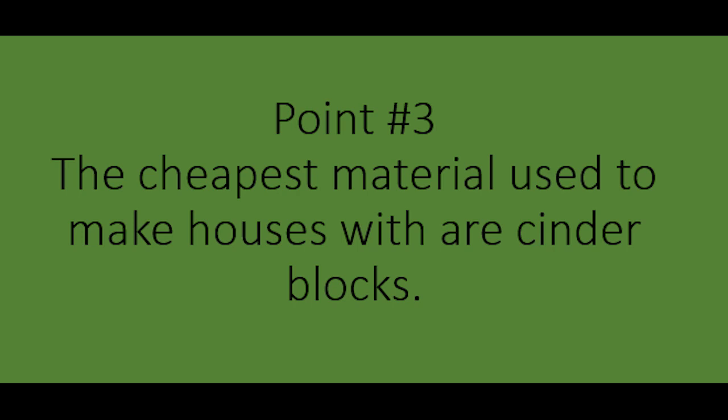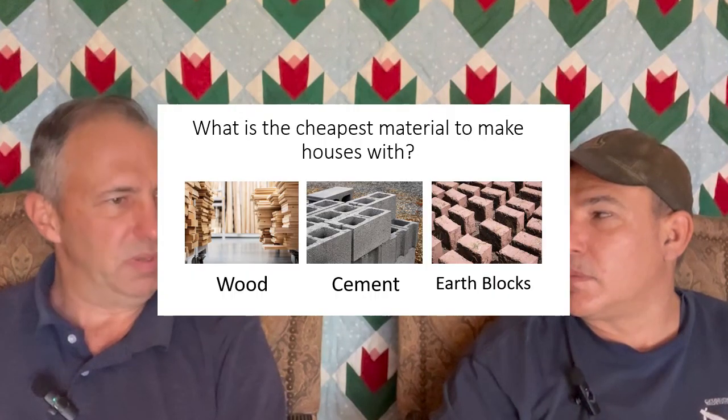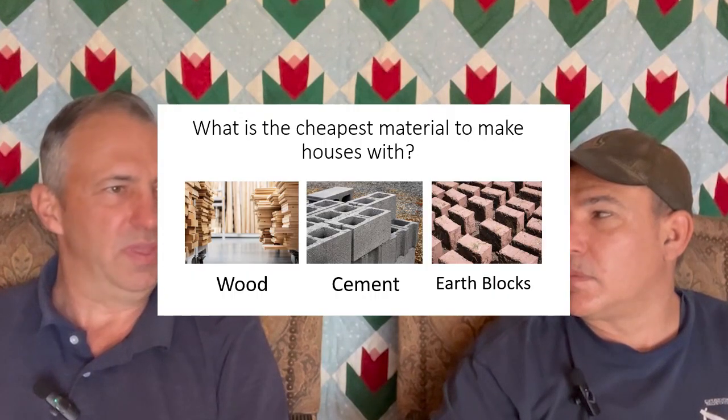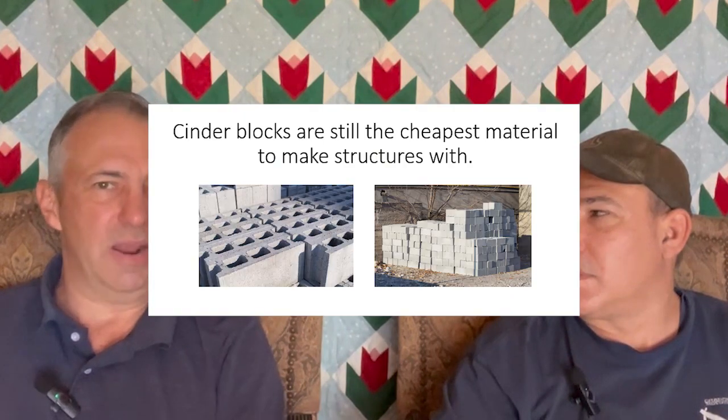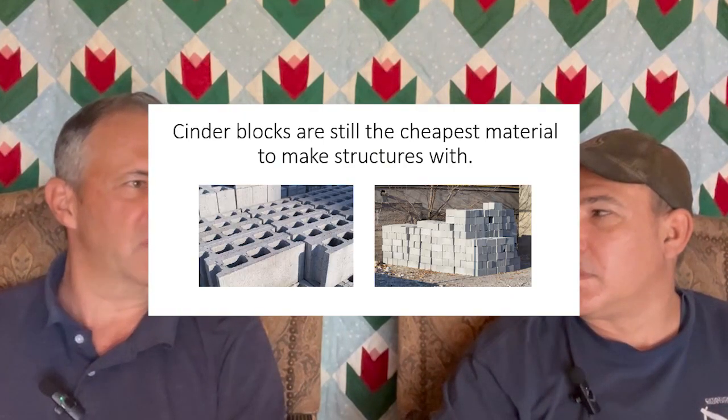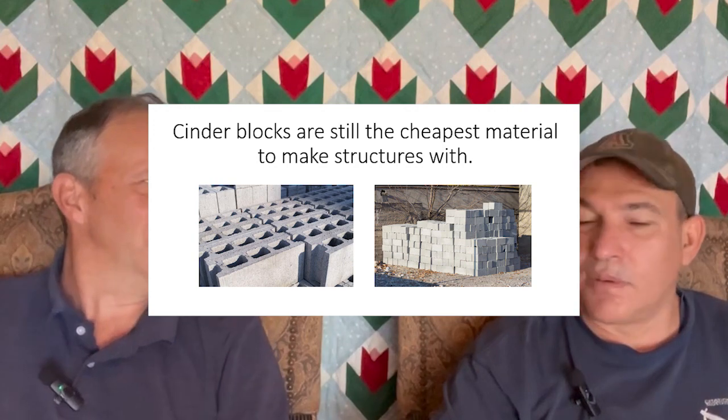Point number 3. The cheapest material used to make houses with are cinder blocks. So right now, the cheapest material to build a wall with, would you know what that might be? Dirt. Well, dirt, if you do it on your own. But if you have somebody hired, like just buy blocks, it's still the cinder block. The cinder block is still the cheapest thing you can use right now.